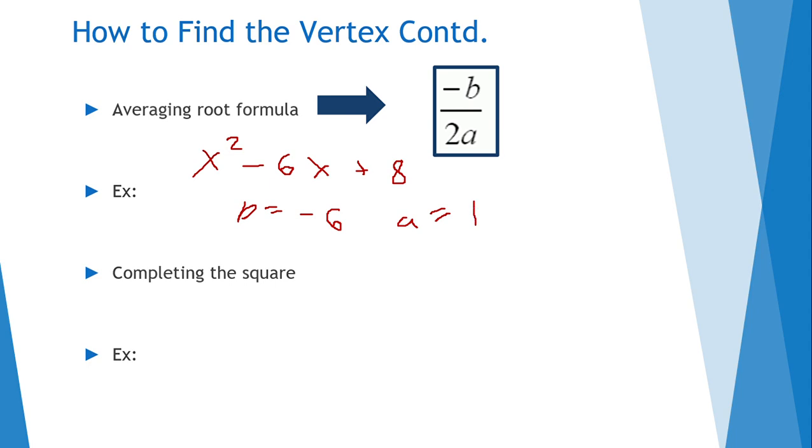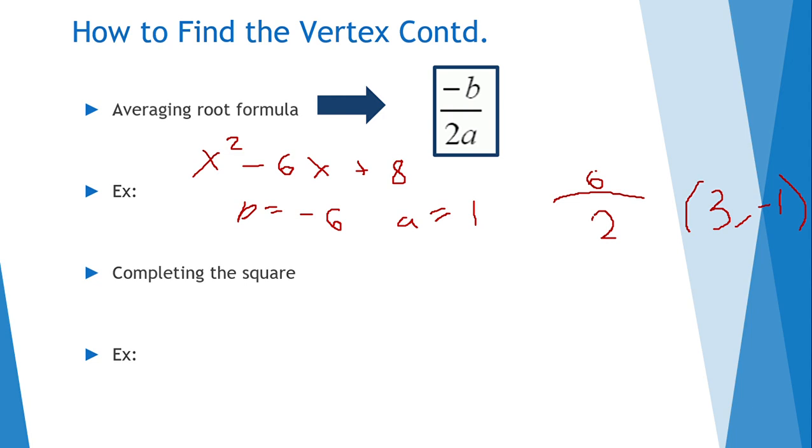And if we plug b and a into our little equation here, we'll get 6, because it's -6, and those negatives kind of cancel out. And we have 2a, so we'll put 2 here, and we should get 3. 3 is the x-coordinate of the vertex of our function. Now if we wanted to find the y-coordinate, we'd plug in 3 into this equation. And let's see, 3 squared is 9, minus 18 is -9, plus 8 is -1. So we'll have 3, -1 as our vertex.